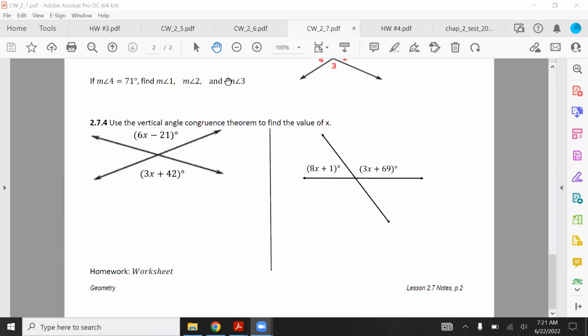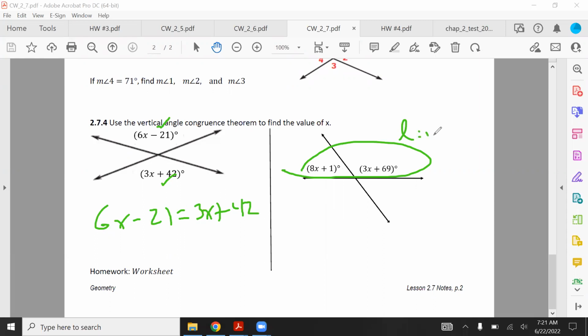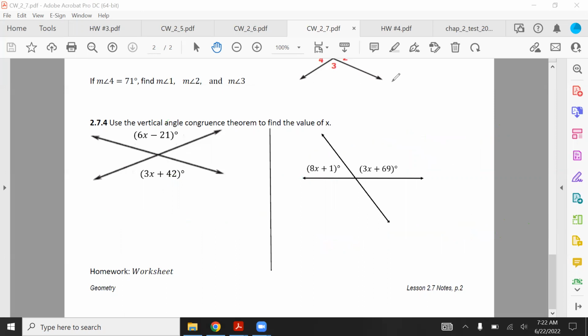And then these involve a little algebra. These are going to be equal to each other. So you set them equal to each other because they're vertical angles. So I'll let you work that out. And here, because these form a line, it's a linear pair, you're not going to set these equal to each other. Instead, you're going to add them up and set equal to 180. You work that out. So that will conclude the video for 2.7.